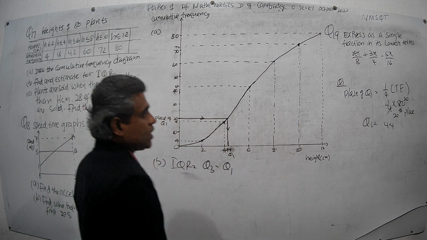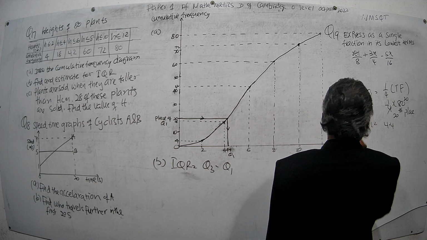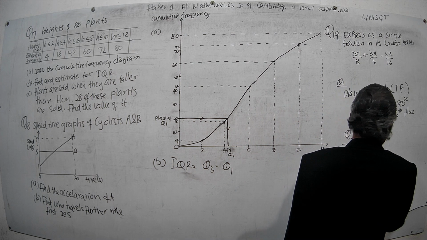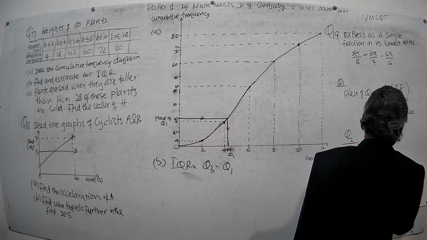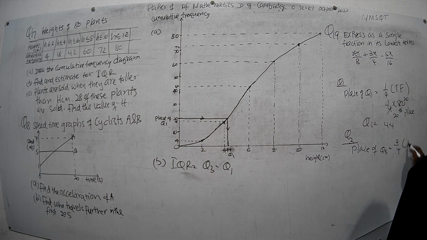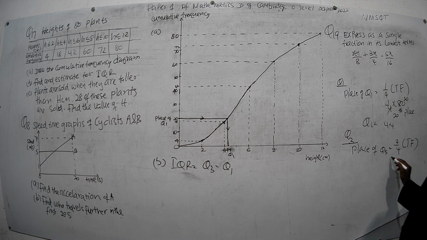Q3. Now find Q3. Then we have to find again the place of Q3. Place of Q3 equals 3/4 of total frequency. Total frequency is 80. Then 4 times 20, 20 times 3, 60. 60th place.